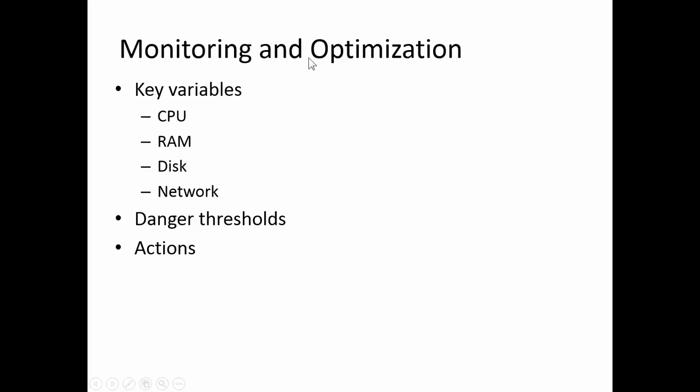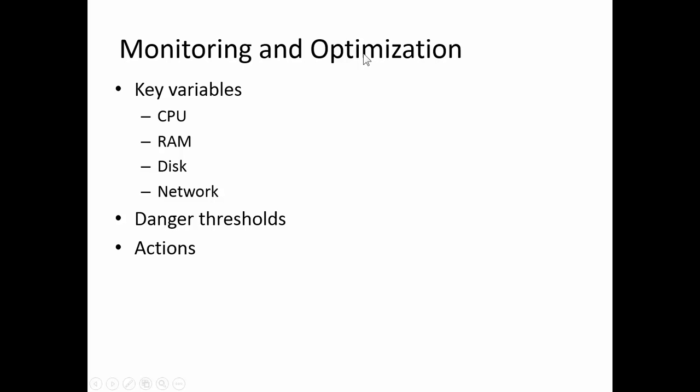Monitoring and optimization. So it's our job as network administrators and network engineers to monitor and optimize. Monitoring means looking just to see if everything is okay. And if everything's okay, then don't do anything. Optimization means if you have hit a danger threshold, then taking action. Monitoring is looking, optimization is taking action.